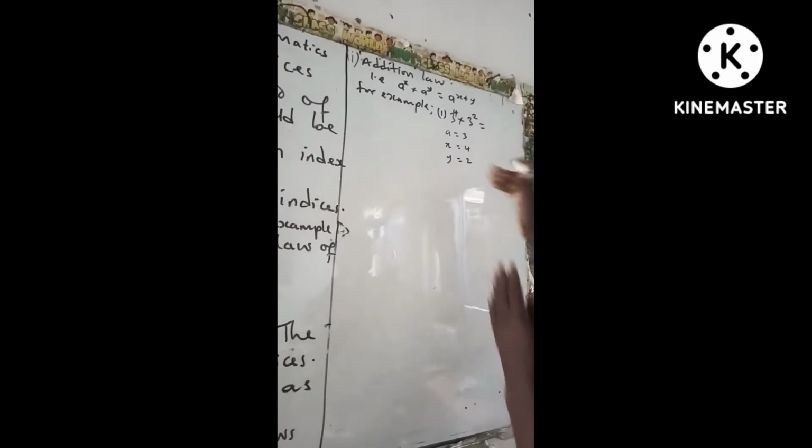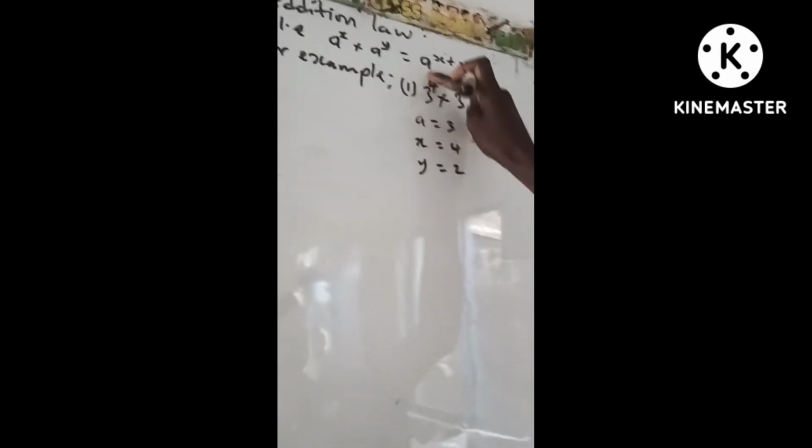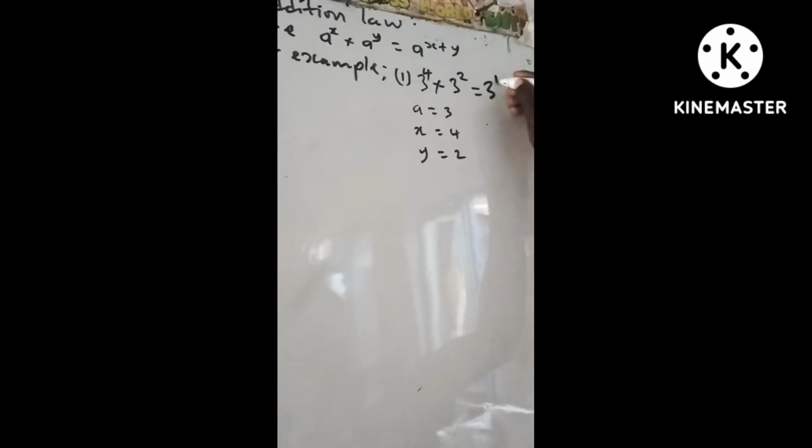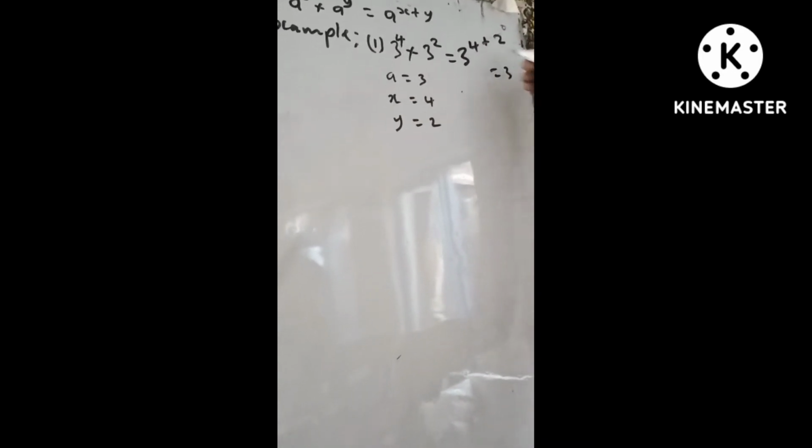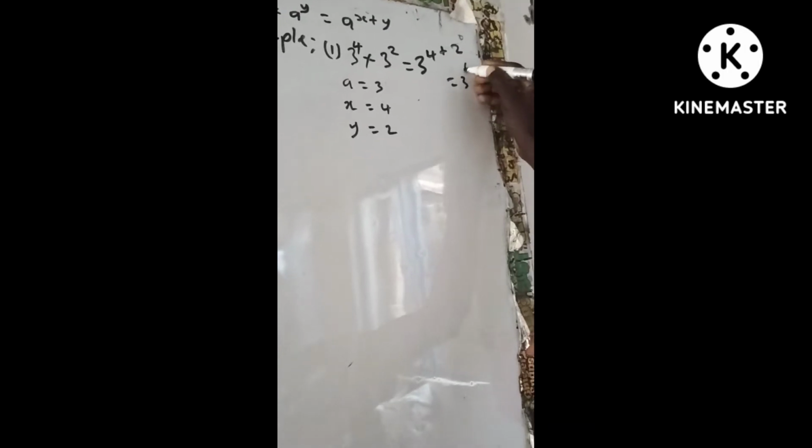Now, having known this, you can proceed by saying 3, which corresponds to this a, to the power of x, which is 4, plus y, which is 2. So when you do your mathematics, you have 3 to the power of 4 plus 2, which is 6.